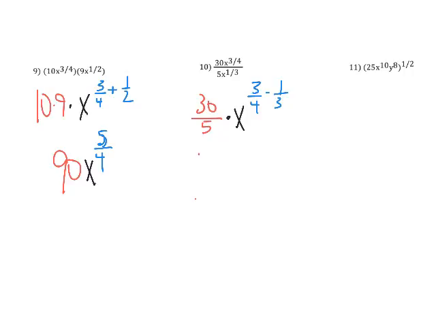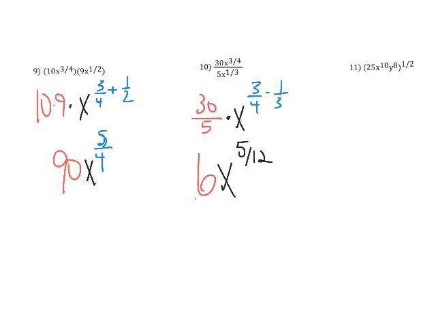30 divided by 5 is 6, and then again, let your calculator do the work. 3/4 minus 1/3, math enter. Okay, so 3 divided by 4 minus 1 divided by 3, math enter, and you get 5/12. Okay, so 6x to the 5/12.